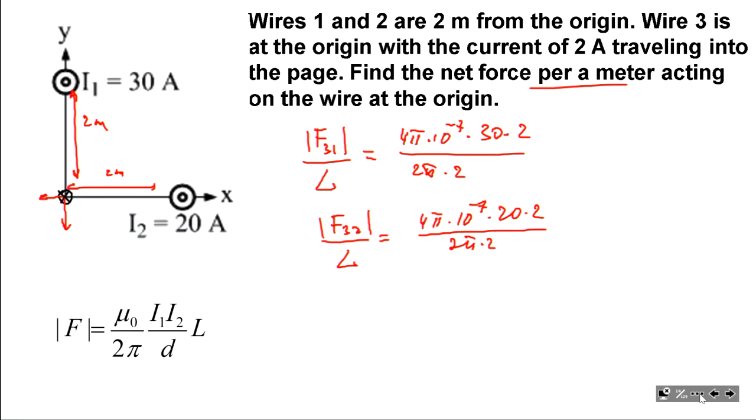Well, a tail to head rule says that the net force will be equal to the hypotenuse of this, well, the net force per meter, that's what we're calculating, will be the hypotenuse of this triangle, so it will be equal to.